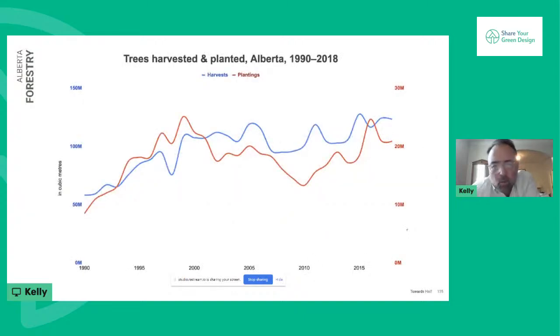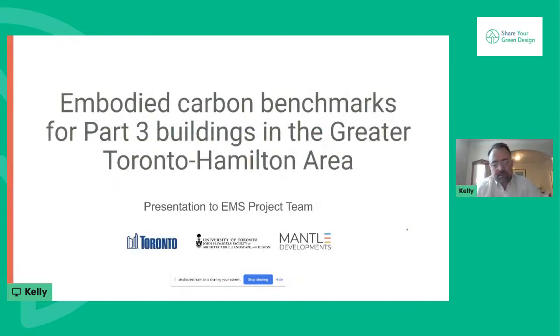And also, where your tree's coming from. Thinking more macro, this is Albertan forestry, as you can see over the last 3 decades, where planting is getting far outpaced by harvesting. So is wood sustainable in Alberta? Evidently not.